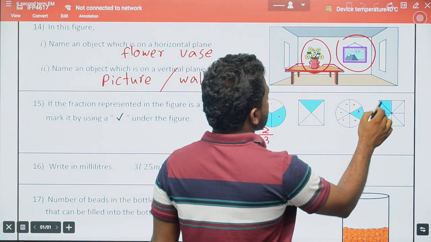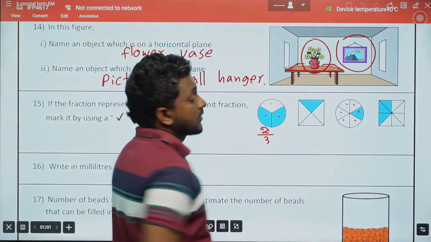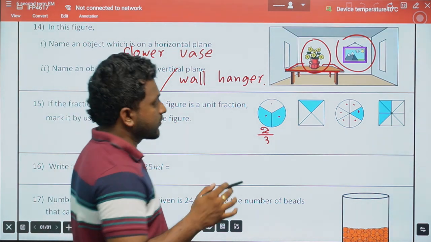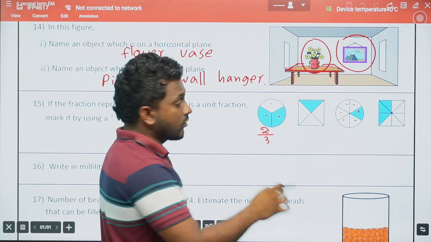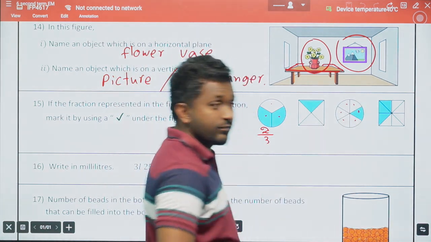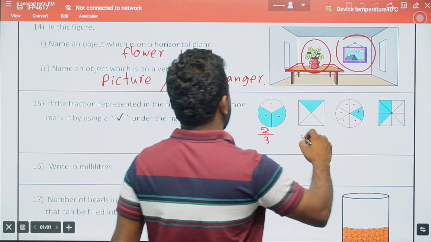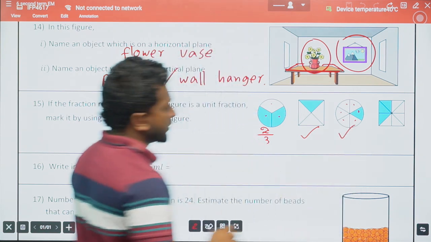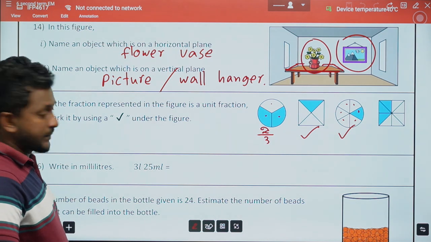Then here, it is divided into 8 parts, no? Colored 3 portions, 3 parts out of 8. So, we can write it as 3/8. So, what are the unit fractions? Yes, the second one and the third one, right? That's the answer.